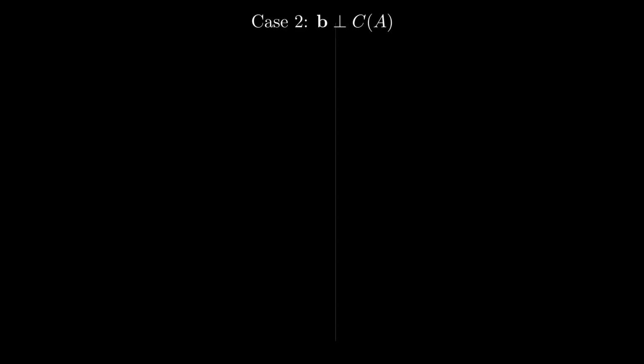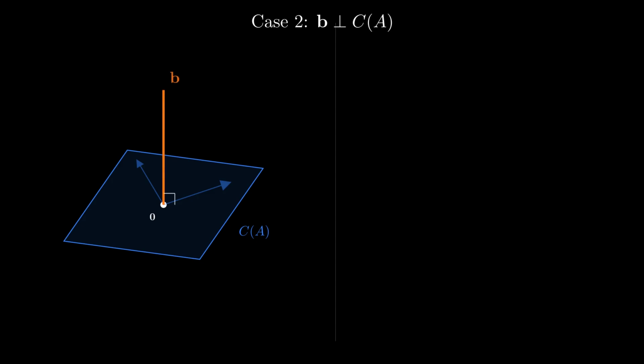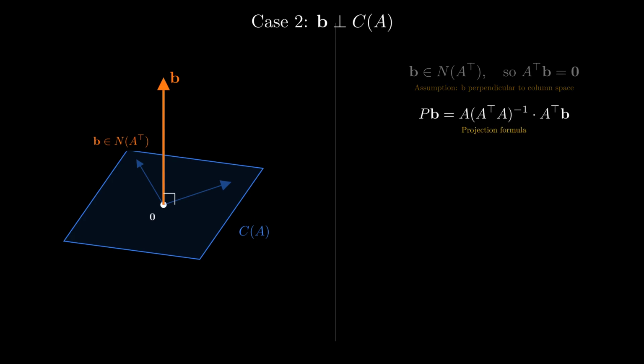Now the opposite extreme, B is perpendicular to every vector in the column space. Perpendicular to the column space means B lies in the null space of A transpose, written N of A transpose, the set of all vectors where A transpose times B equals the zero vector. Let's substitute this into the projection formula. P times B equals A times the inverse of A transpose A times A transpose B.